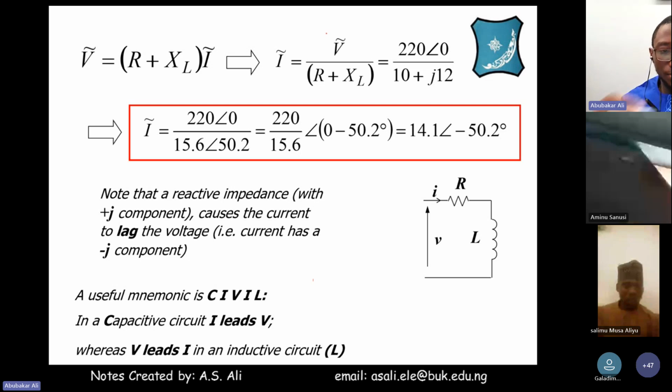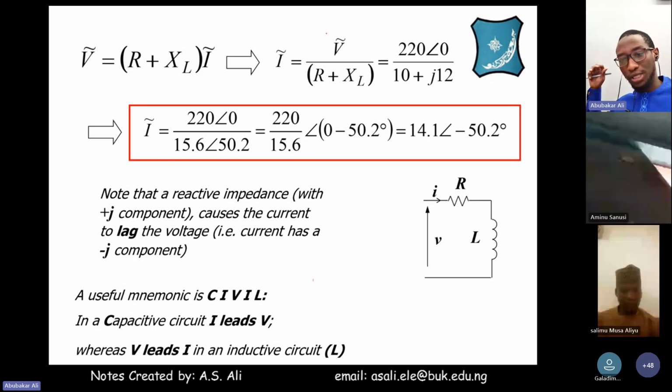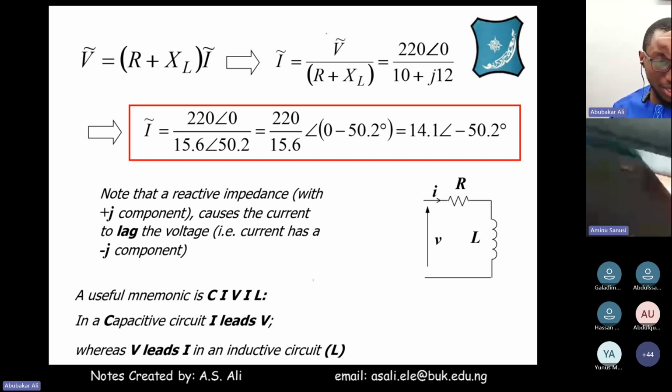Okay, is that clear? So ideally, we would like to have the current and the voltage in phase, so they start at the same time. That will give you the ideal situation where you are not going to have power loss. But that's not possible in real life. But we try to see, if possible, the angle between them is 0 degrees. It's not possible, but we try. Is that clear?